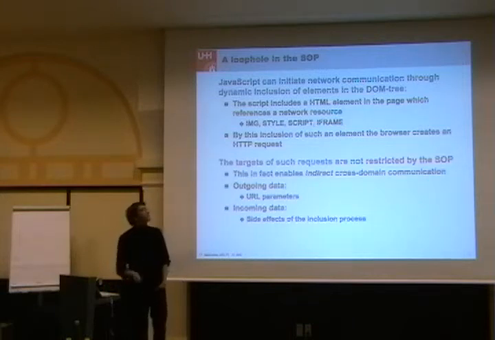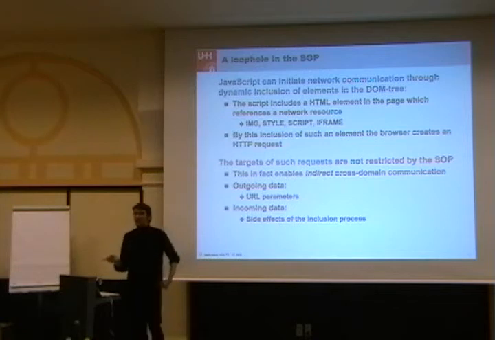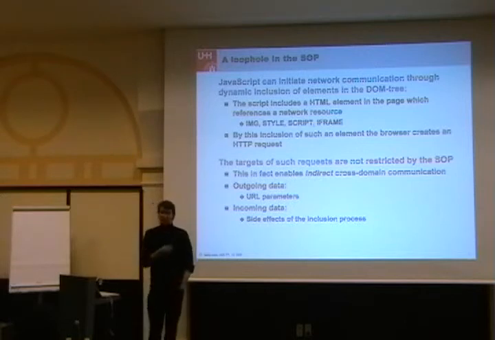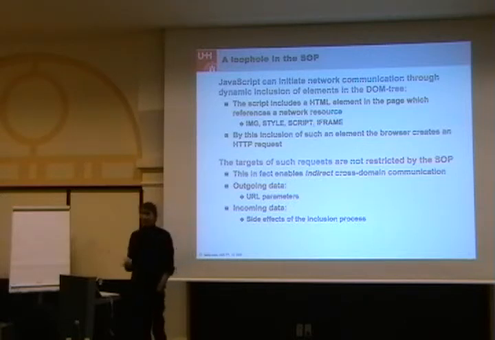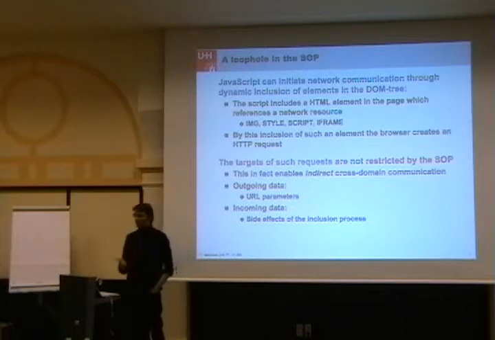The main problem is that the targets of those requests that are created this way by dynamically including image tags, script tags, iframes are not restricted by the same origin policy, because image tags were there before we had the same origin policy in the first place. So this way, JavaScript is able to do indirect communication to cross-domain hosts.